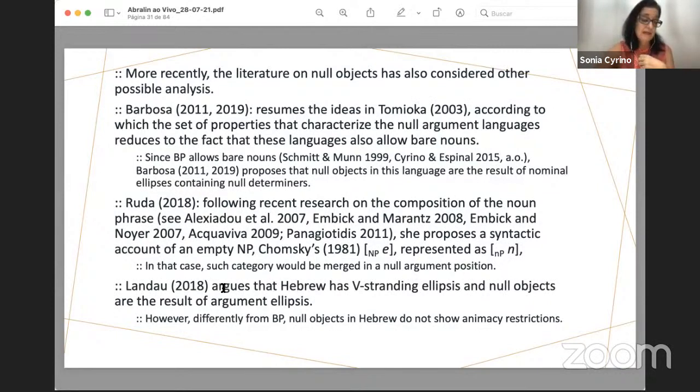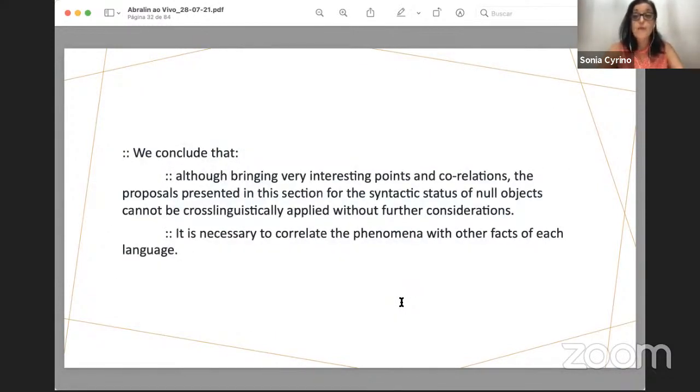And then Landau in 2018 argues that Hebrew has these stranding ellipses and null objects are the result of argument ellipses. But differently from Brazilian Portuguese, null objects in Hebrew do not show animacy restrictions, arguably. So we conclude that although bringing very interesting points and correlations, the proposals presented in this section for the syntactic status of null objects cannot be cross-linguistically applied without further considerations. It's necessary to look at the language and correlate the phenomena with other facts of the language.